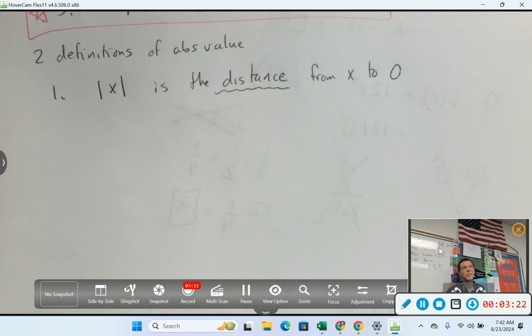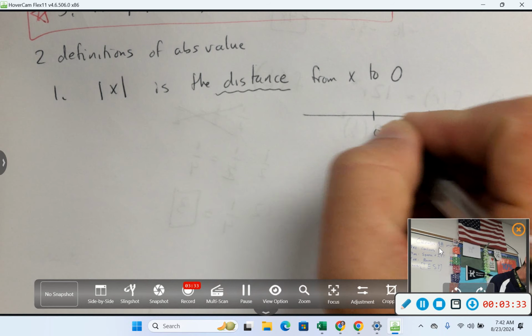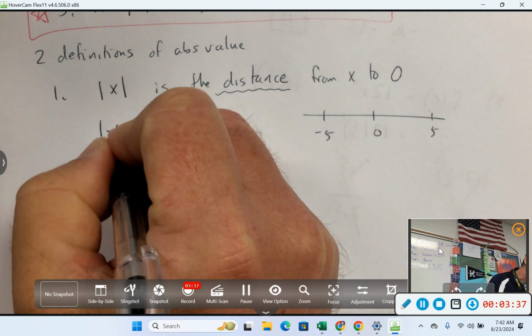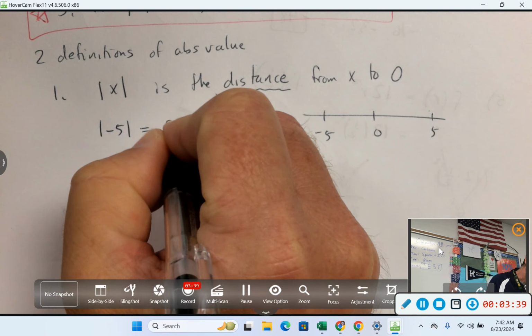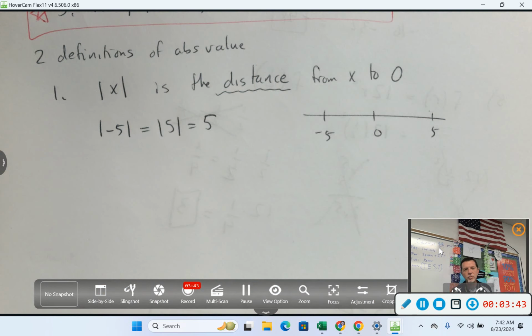I guess we should start with the other explanation. That's why the absolute value of 5 is 5, and the absolute value of negative 5 is 5, because they're both 5 away from 0. They're both 5 spots away from 0.